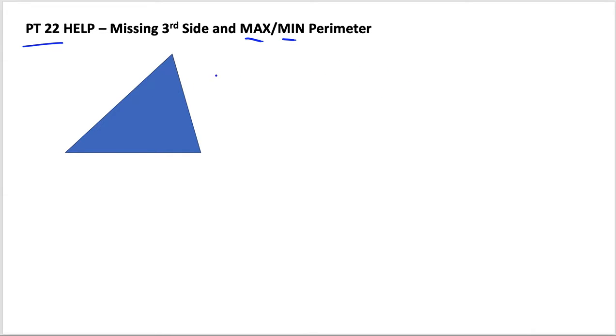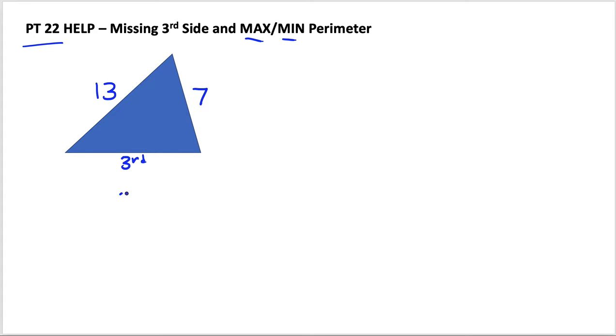So let's say we have a triangle and its third side is missing. Let's say that this side is, I don't know, how about 7? And then let's say this side is 13. So I'm just making it up on the spot here. First of all, we've got to figure out what possible third lengths could exist on this triangle.